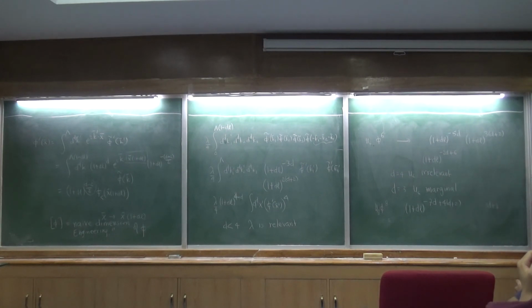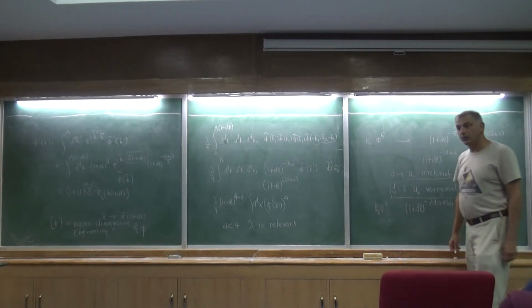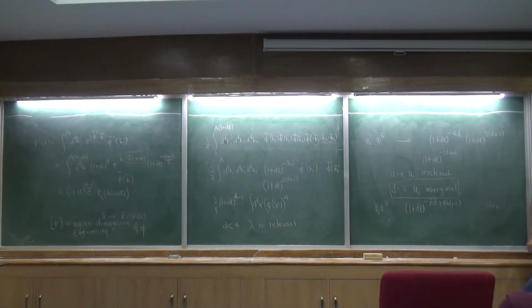You can do it in general. For d equals 3, this guy is the only one that you've got to worry about. All those dot dot dots at d equals 3 are irrelevant. Of course, if you want to go to d equals 2, then there's a problem, because this guy is also relevant.